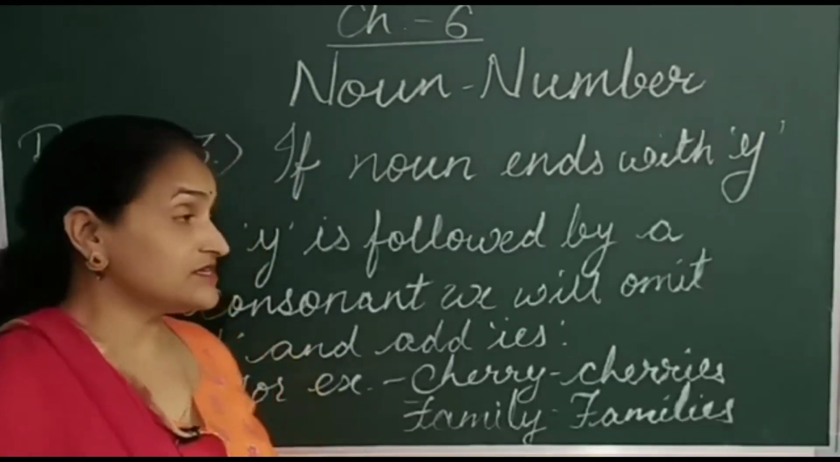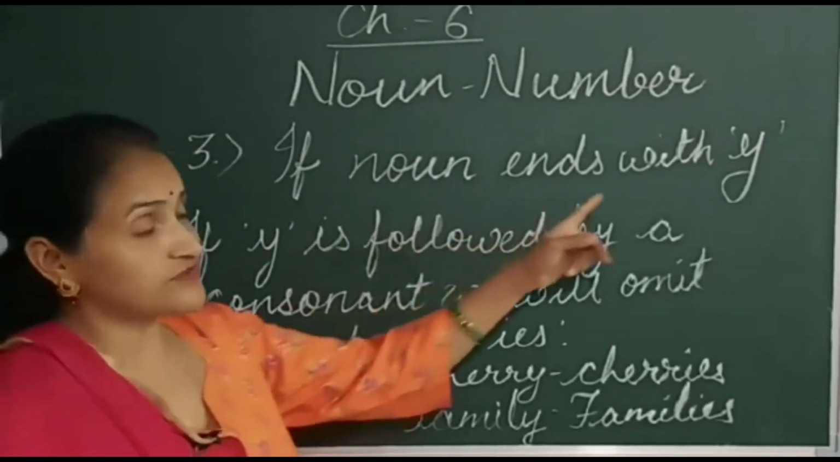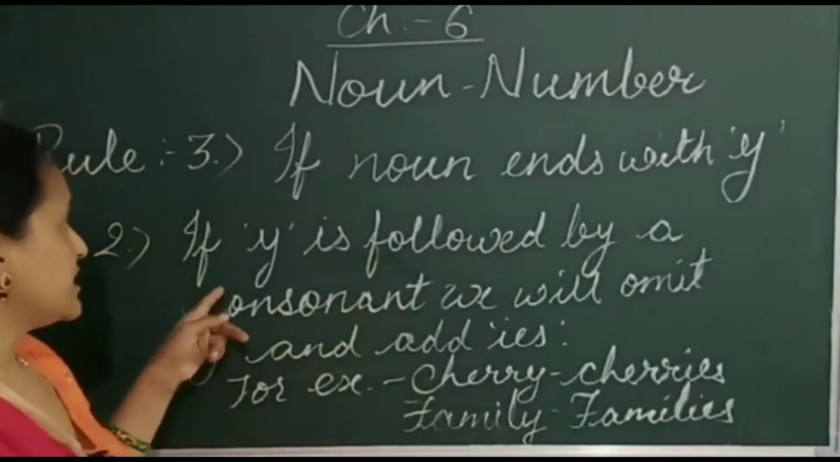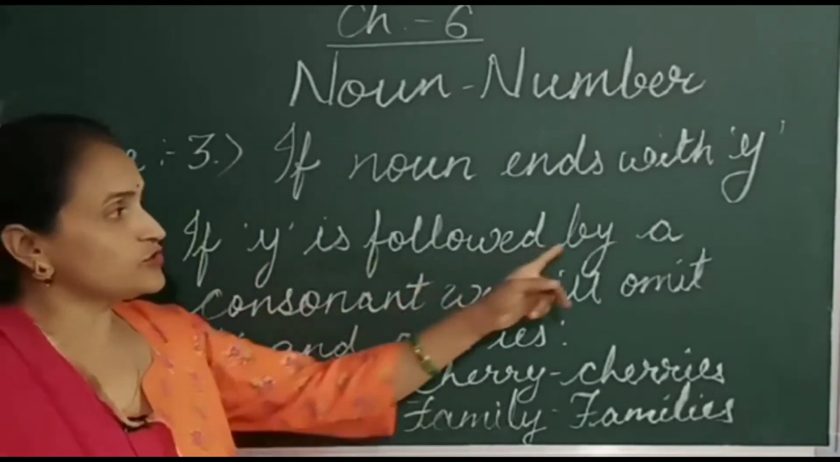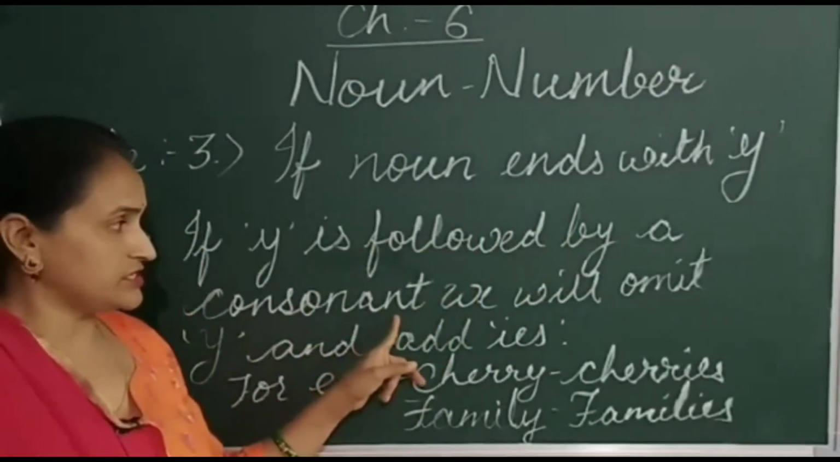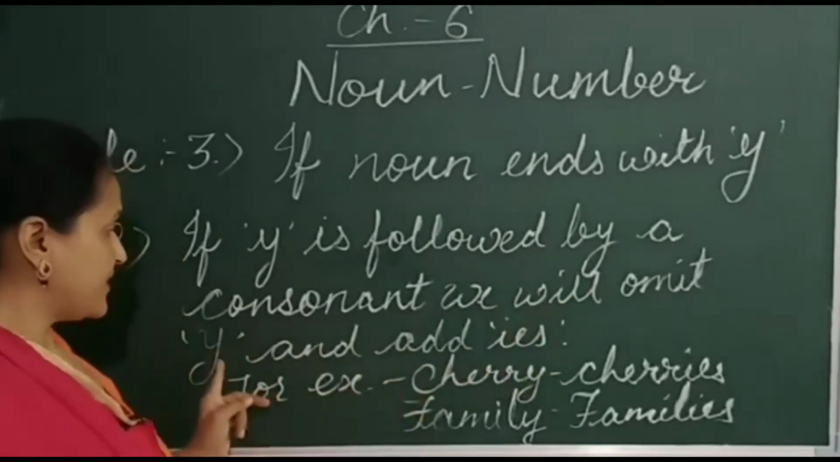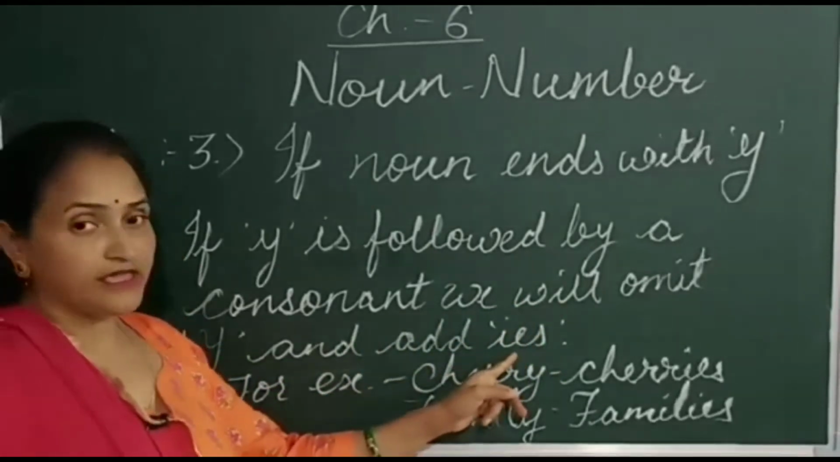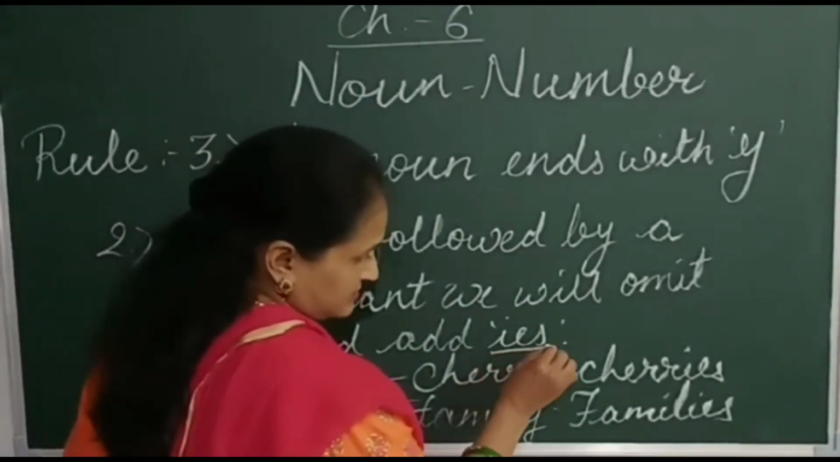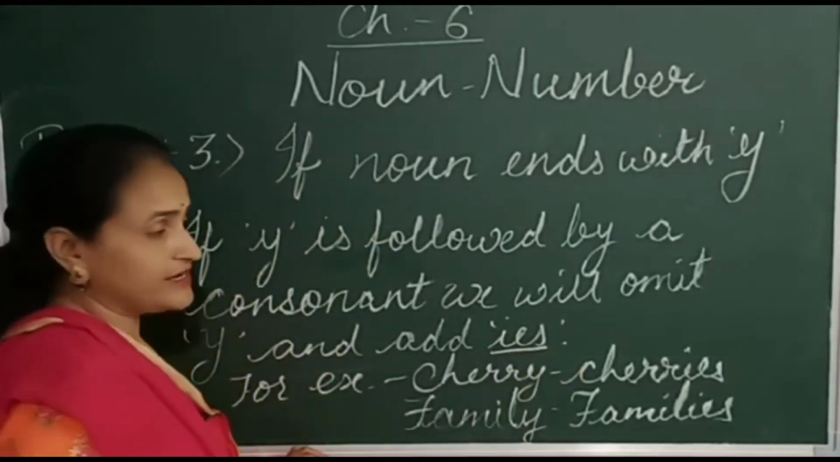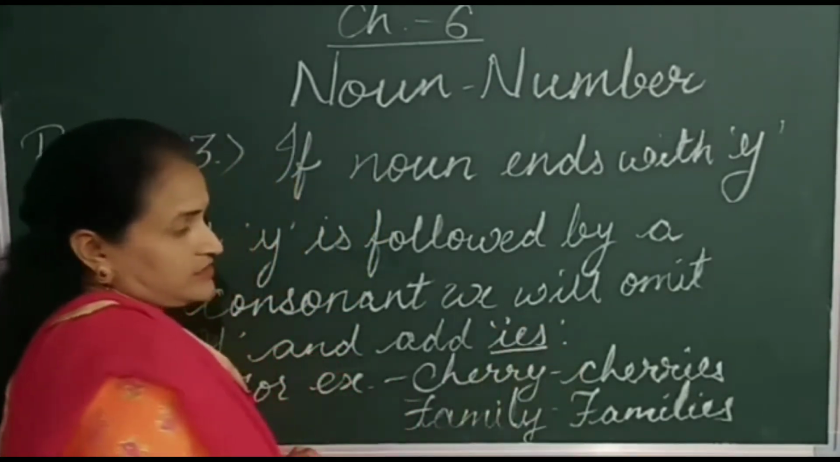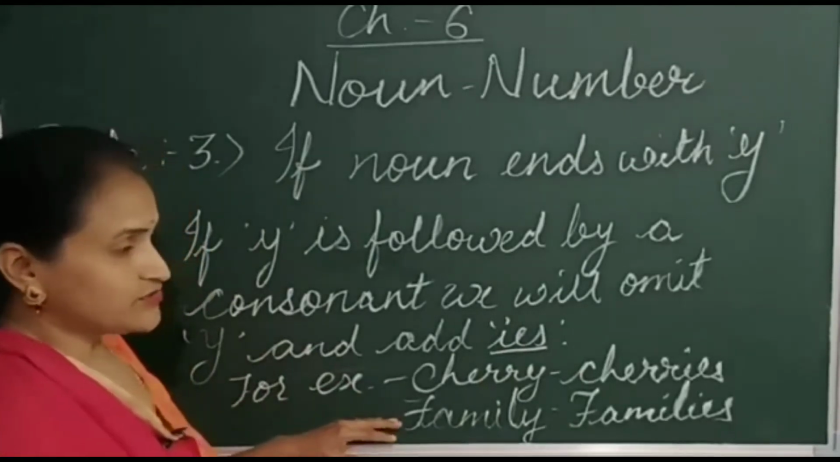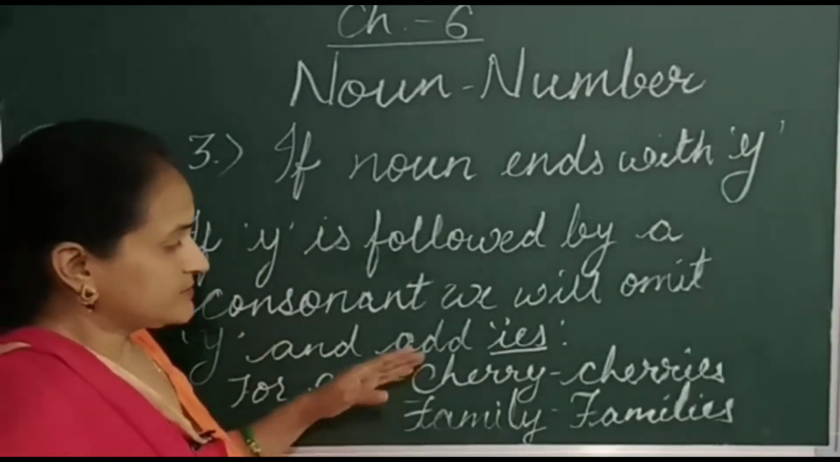Now what is the next rule if the noun ends with y? The next rule is if y is followed by any consonant, we will omit this y and add ies. Did you get this rule? We will try to understand this rule through the examples.